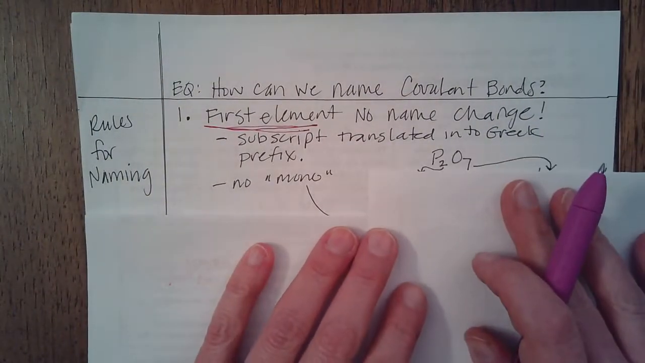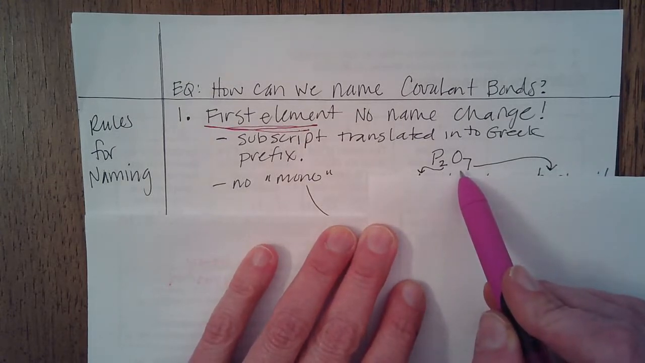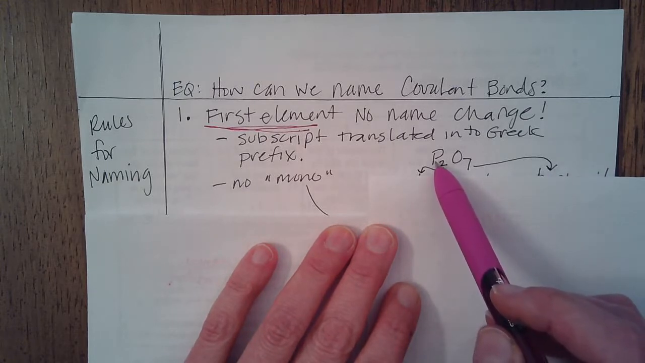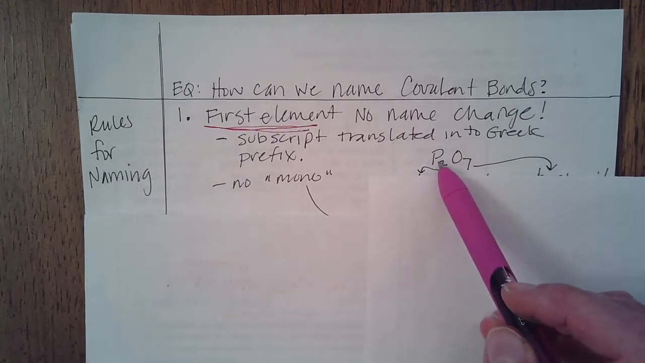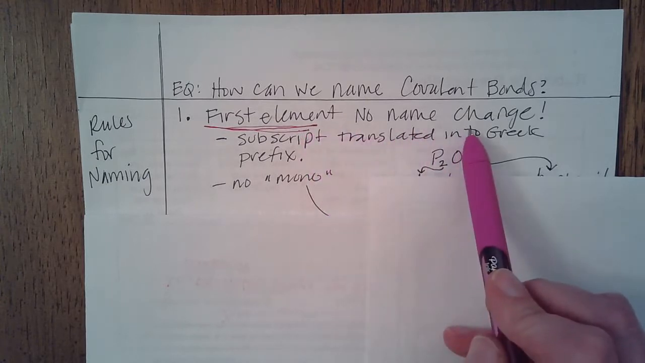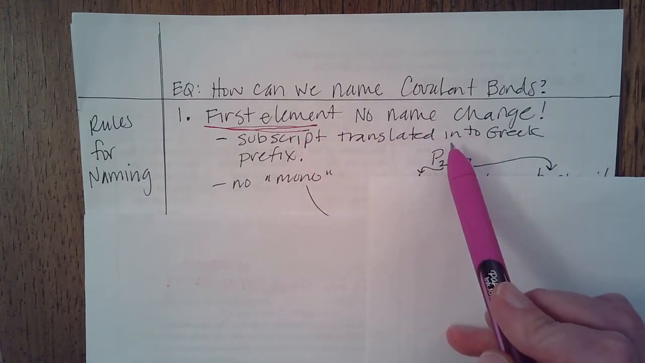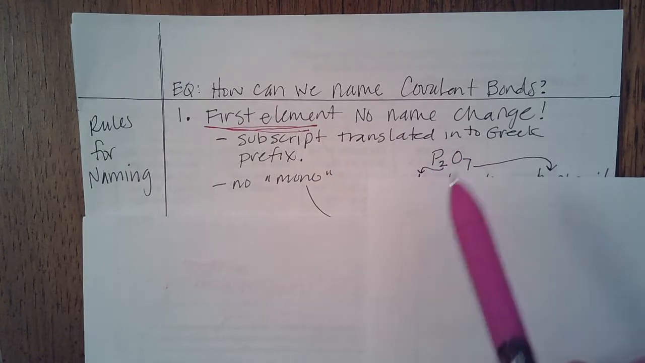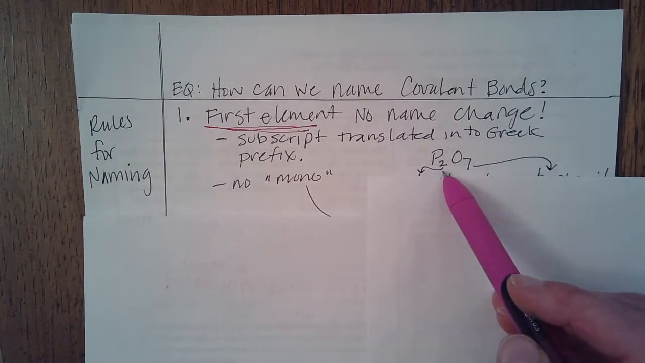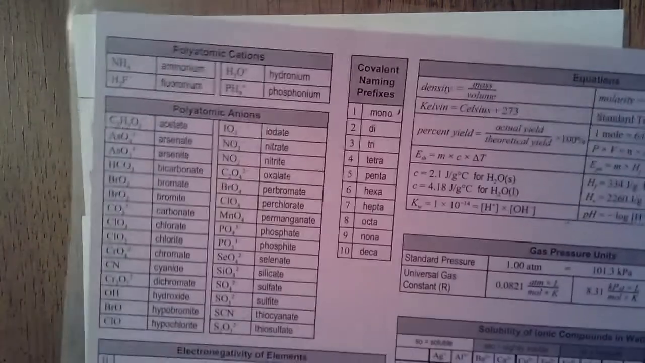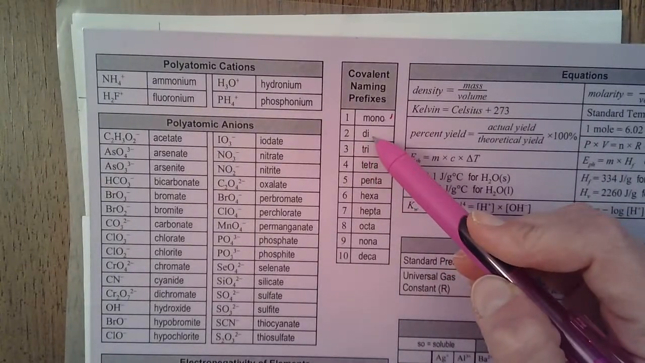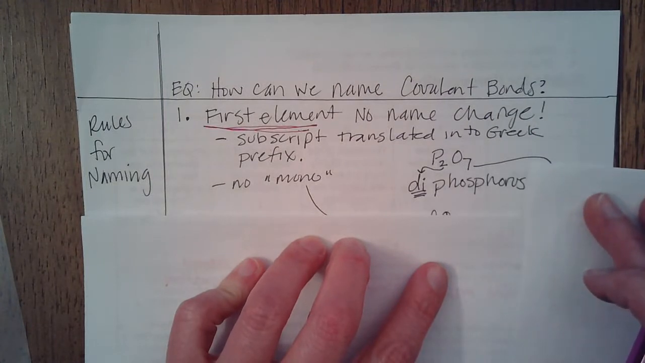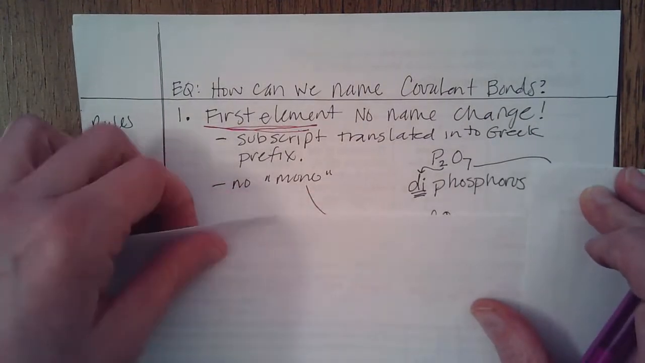So let's look at an example right here. If we have P2O7, the first one is phosphorus. And because the first element has no name change, it's just going to be named phosphorus. But because there's 2 of them right here, do you see how there's a little 2 here? We're going to go here and we're going to see that 2 is di. So it's going to be diphosphorus.